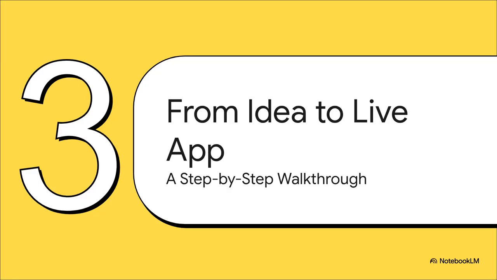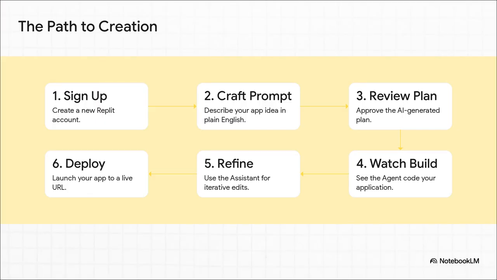Okay, that's all the theory, but what does this actually look like in practice? Let's just walk through the whole journey, from a simple idea in your head to a live, shareable application on the web. It's a ridiculously fast process, really just 6 steps. You sign up, you describe your idea, the AI comes back with a plan for you to review, and then you literally just watch it build everything. From there, you jump in with the assistant to refine the details, and whenever you're ready, you deploy it to the world with a single click.